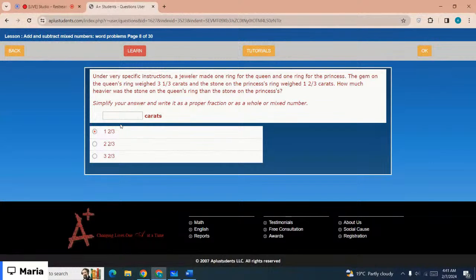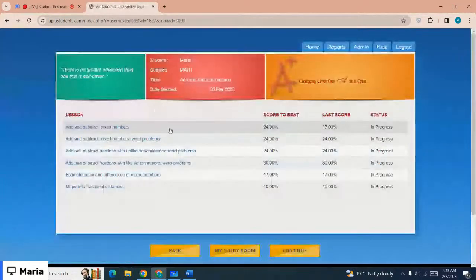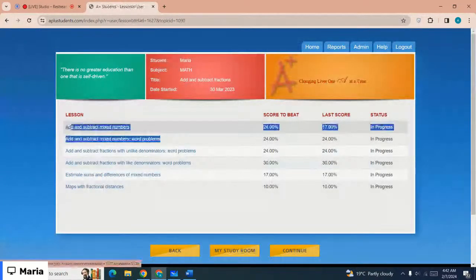Okay, you can complete the lesson by yourself later today. So we were working on grade 6 math today. The lesson is add and subtract fractions, and we have covered add and subtract numbers, add and subtract mixed numbers, and word problems, right? So please make sure before the next session you complete all the practice questions for the lessons we did today. That is your homework until the next session, right?